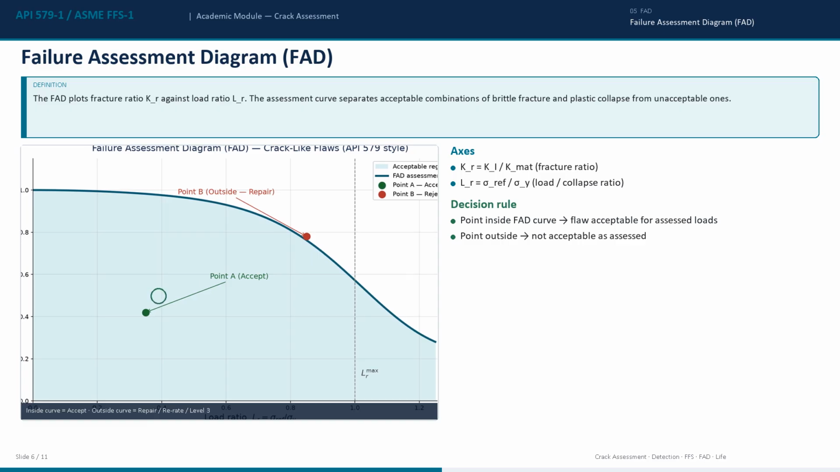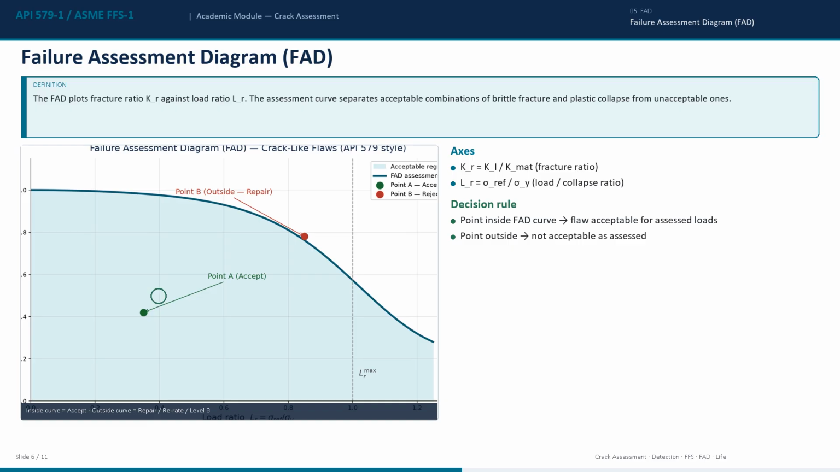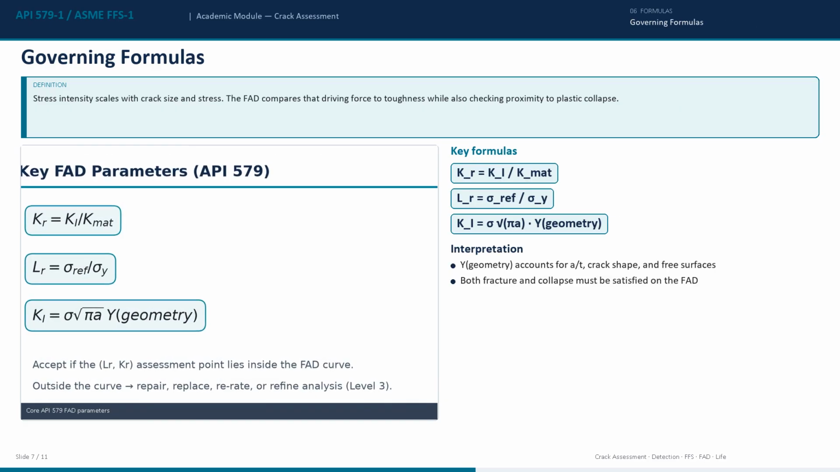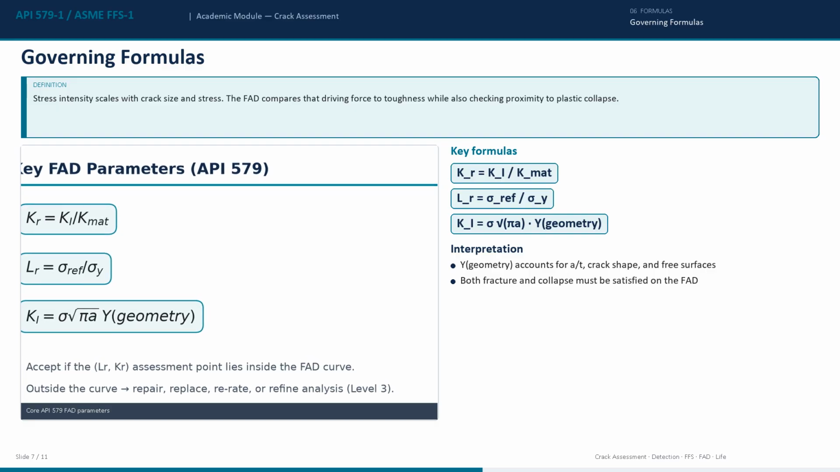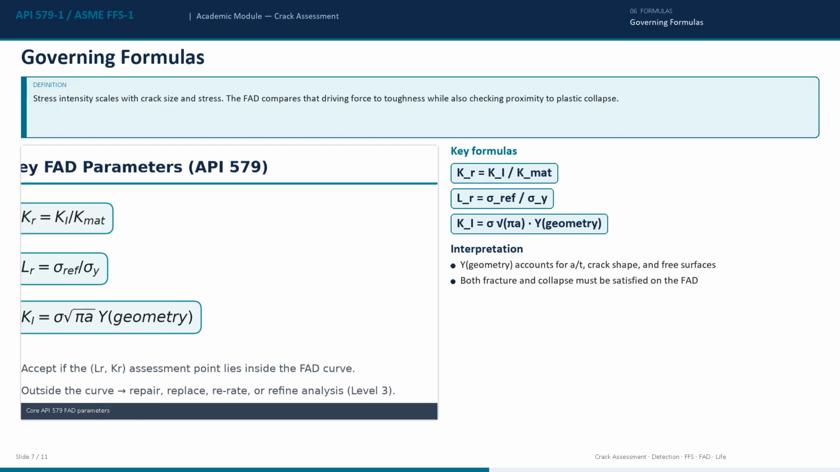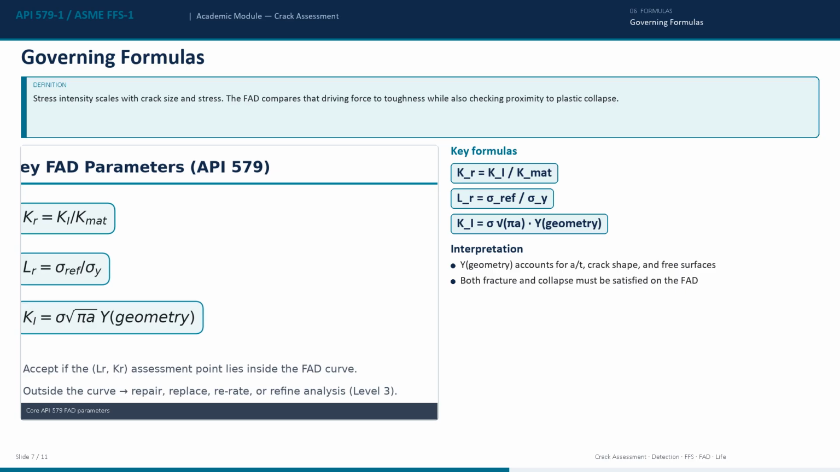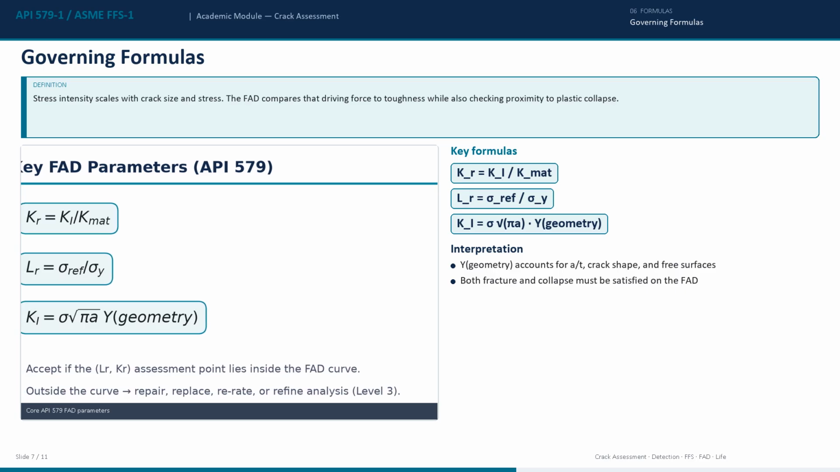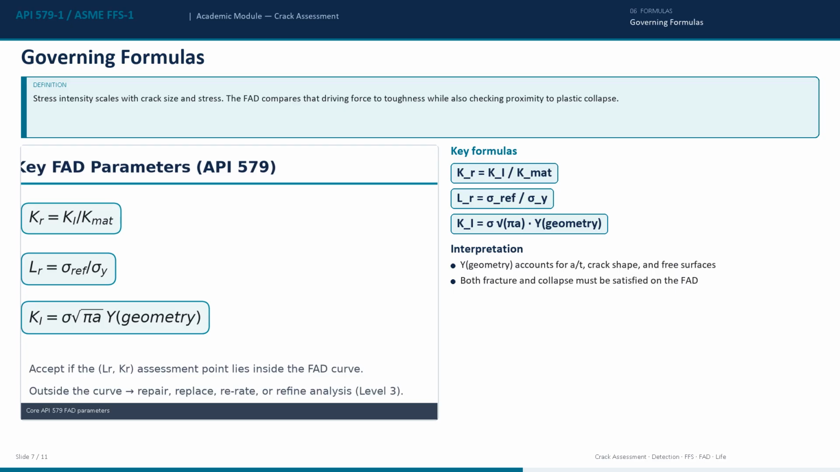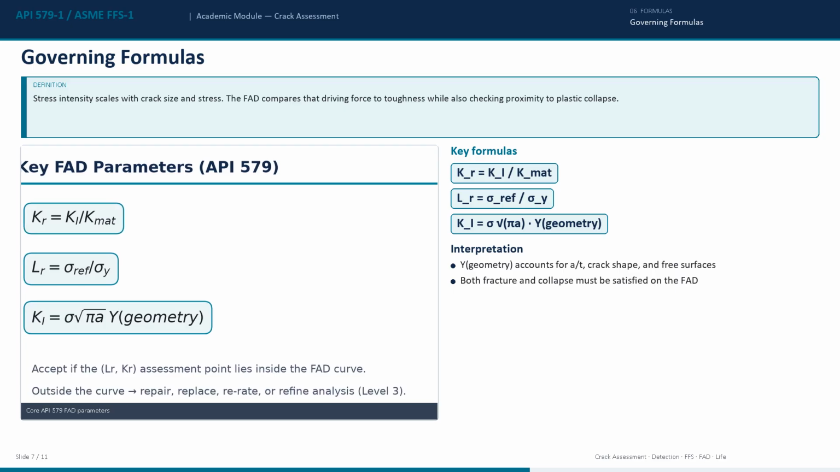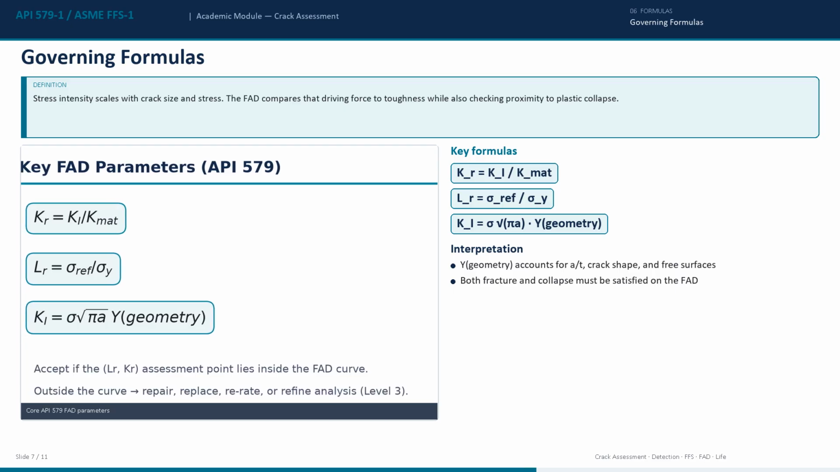Now look at the failure assessment diagram, the FAD. What this chart shows is a balance between two failure modes. On the vertical axis is Kr, the fracture ratio, applied stress intensity over toughness. On the horizontal axis is Lr, the load ratio, reference stress over yield. The assessment curve is the limit. If your assessment point sits inside the curve, the flaw is acceptable for the conditions you analyzed. If it sits outside, you don't argue with the plot; you repair, replace, re-rate, or refine the analysis at Level 3.